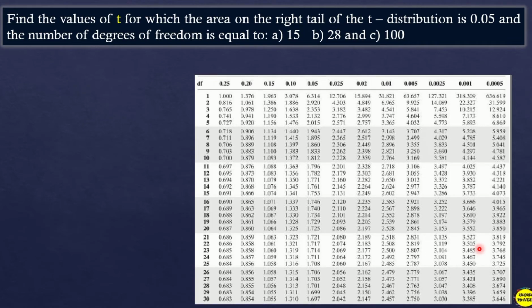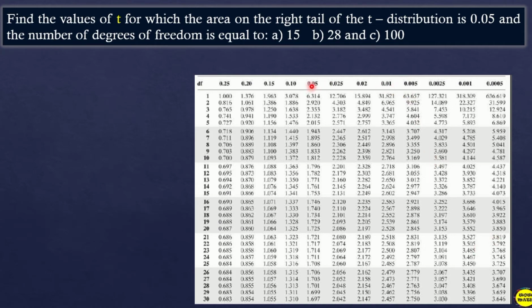So find the values of t for which the area on the right tail of the t distribution is 0.05. Okay, so titingin tayo sa 0.05 and the number of degrees of freedom. So ngayon class, given na yung degrees of freedom, hindi kagaya kanina na sample size yung given, so kailangan pa natin kunin yung degrees of freedom. Dito, given na yung degrees of freedom. So, titingin tayo sa area on the right tail of t distribution which is 0.05.